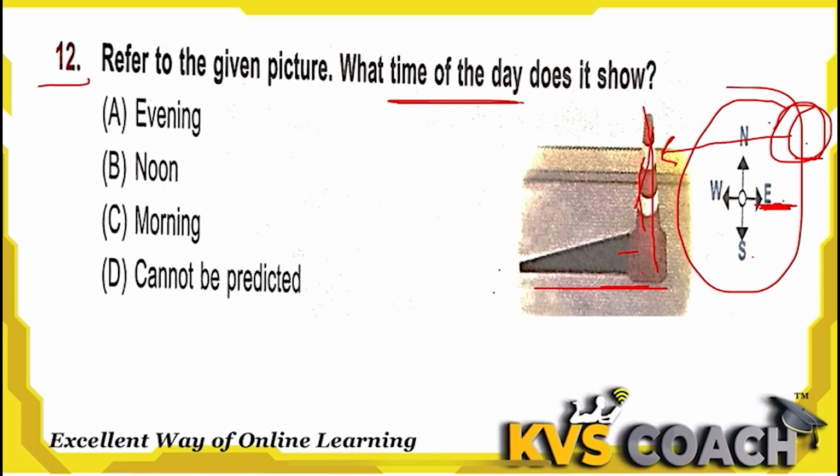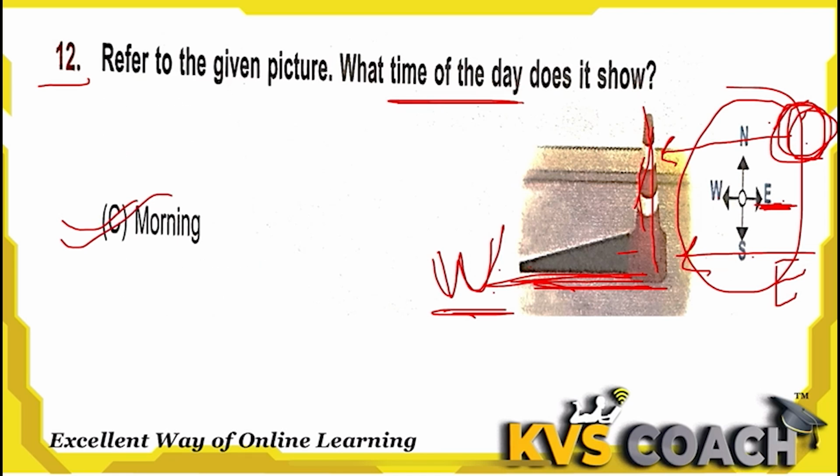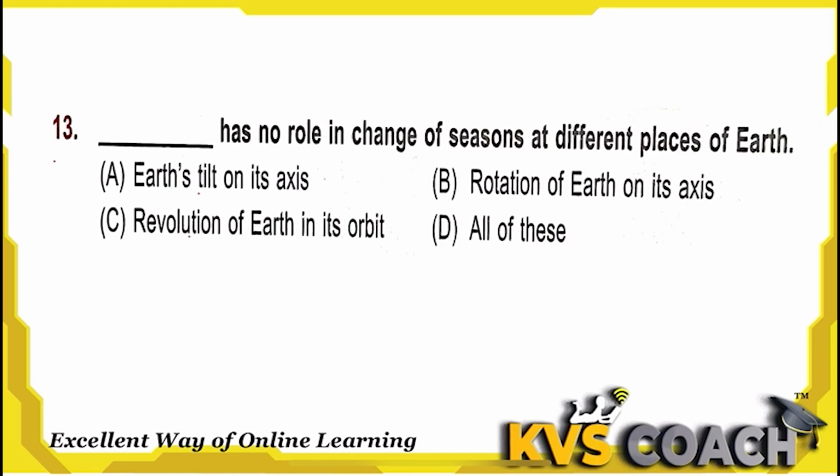Here you can see the shadow is exactly on the west side, because the shadow is exactly behind the pole. It means behind the pole is exactly the west side. If it is exactly on the west side, it means the light source is coming from the east side. So it means the sun is on the east side when the shadow formed. It means it is morning time only. Option C is the right answer, because the sun rises from the east in the morning.